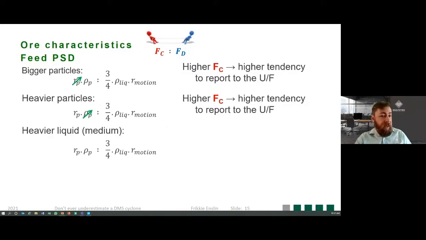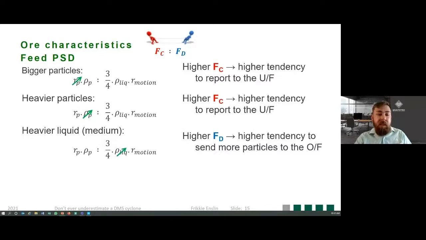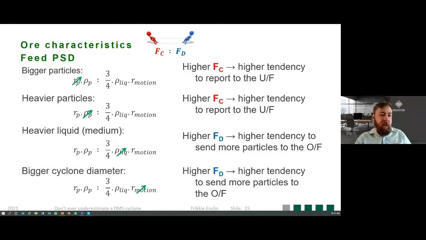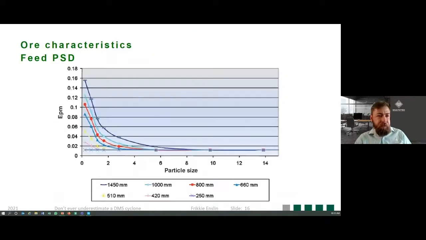And then also heavier liquid, typically in DMS applications. If you increase the density of the liquid, now you have a higher drag force, so there's a higher tendency of particles to report to your overflow. And similar for your cyclone diameter: if you increase that, higher drag force, higher tendency to send more particles to the overflow. Now, this is very, very important to understand before you look at the next graph that I'm going to show you.